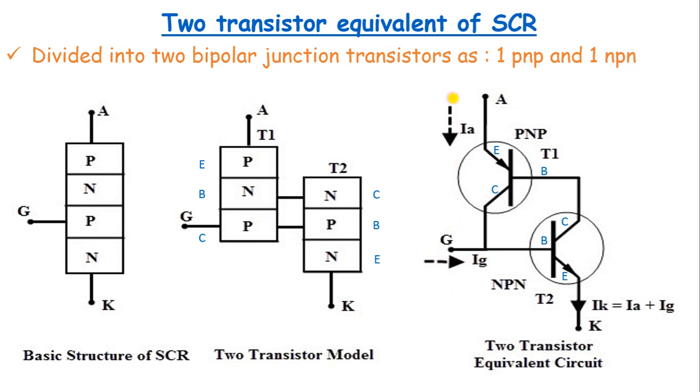We just assume that the anode current is flowing this way and the gate current is flowing this way, and the cathode current, we can say IK, is flowing this way. So this is about the 2 transistor equivalent of SCR.